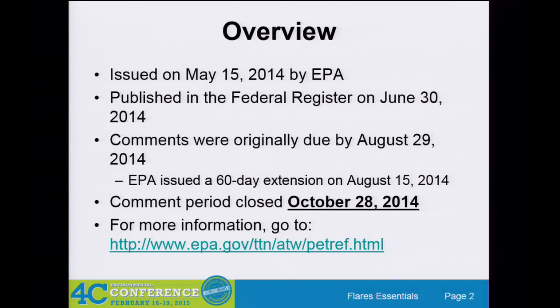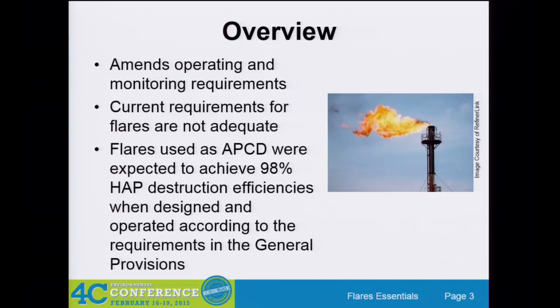This was first issued in May, published in the Federal Register, and comments were due. Comment period got extended, but comment period's over now. So right now we hear that they're looking at a final rule sometime in June. So it's coming soon, but it's not here yet. It really goes into the operating and monitoring requirements around flares. It is very similar to the consent decrees in the types of things that you need to do.